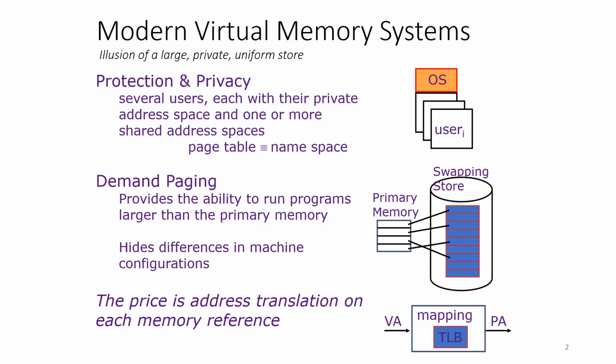The main purpose of the concept of virtual memory is to give each process in the operating system the illusion of a large private address space that any other process in the system is not able to infringe on. Historically, it was also a way to provide the ability to run programs that were larger than the available physical memory through demand paging. However, the price of these benefits is the need to perform an address translation on each memory reference.